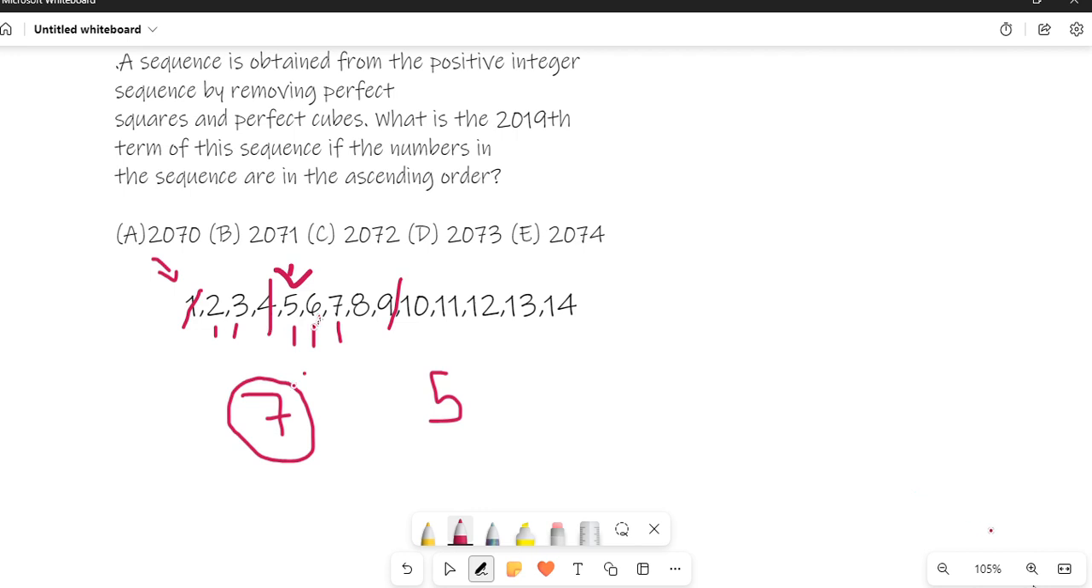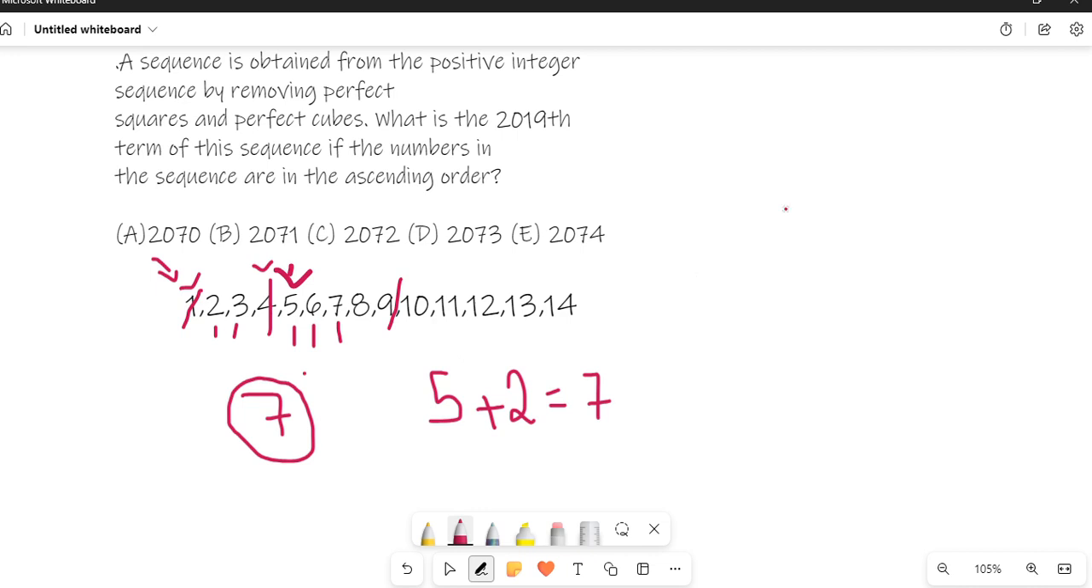Another thing you should notice is how many perfect squares were before 5. We see that there were 2 perfect squares before 5, and we added 2 here, so we would get the number 7. So the logic to get all the digits after deleting the perfect squares is just to find the number of perfect squares before that particular digit and add that number to the digit.